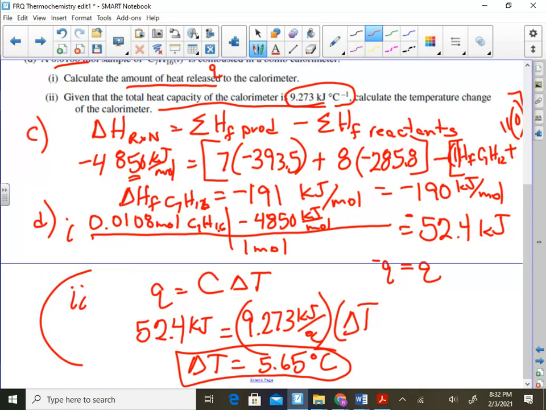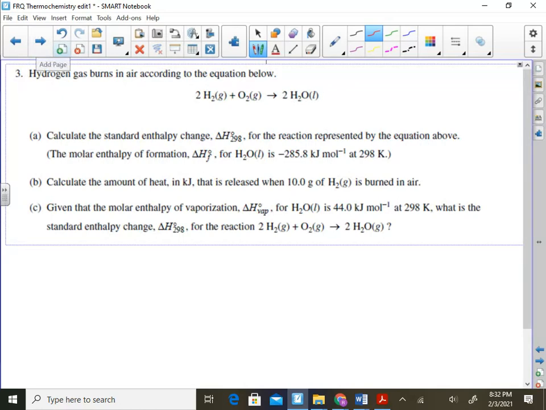I was going to skip that in class, but I know you're probably curious since we didn't quite get there in class. So looking at number 3, we have hydrogen burning, and we want to find the standard enthalpy change. They give us the heat of formation for water, which is our clue that we're probably going to use the heat of formation formula.